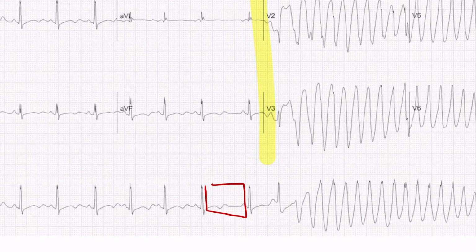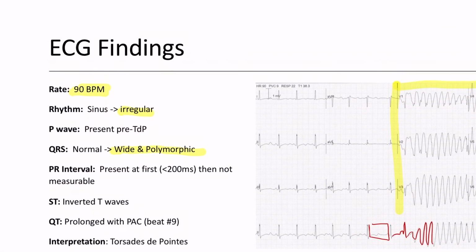And then where we would expect to get a T wave, we actually have a P wave and then a QRS complex. So this is a premature atrial contraction, and this kind of sets off the Torsades de Pointes. And this is our interpretation, Torsades de Pointes.